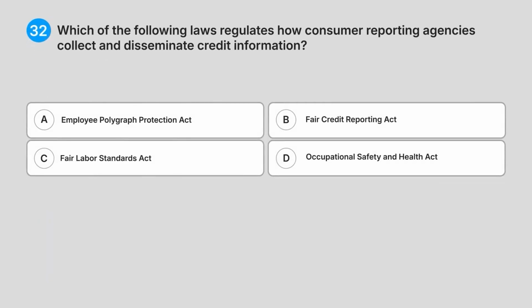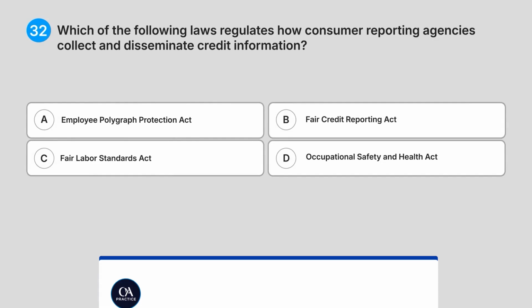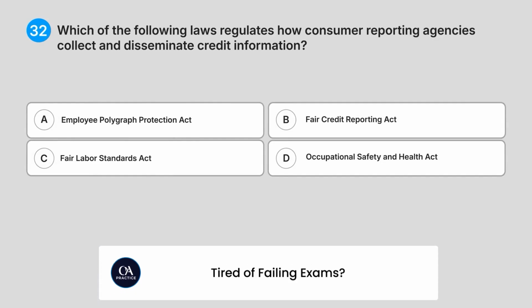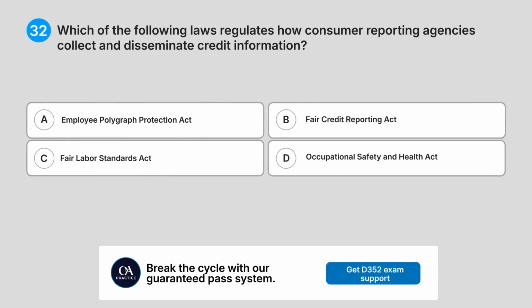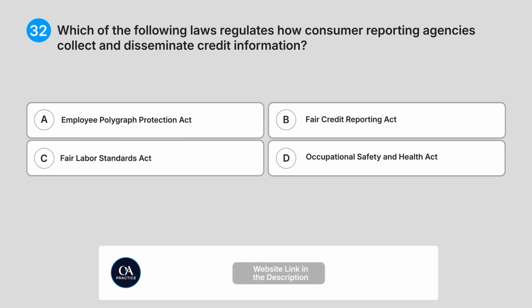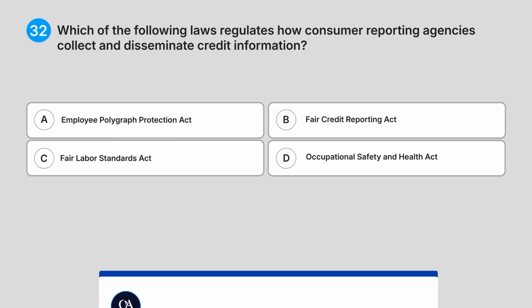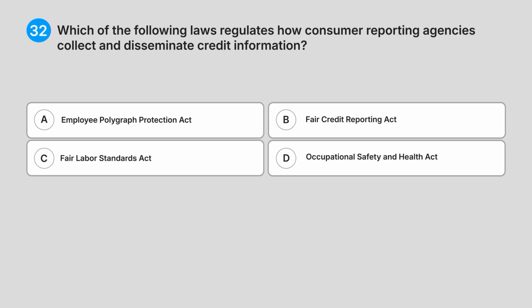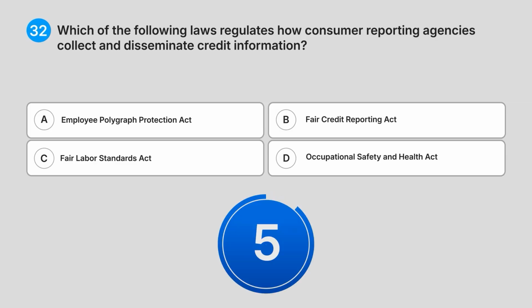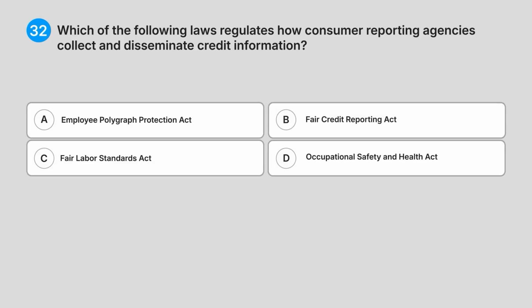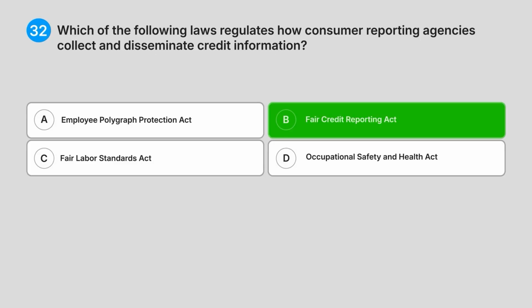32. Which of the following laws regulates how consumer reporting agencies collect and disseminate credit information? A. Employee Polygraph Protection Act. B. Fair Credit Reporting Act. C. Fair Labor Standards Act. D. Occupational Safety and Health Act. What do you think is the answer? Correct answer, B. Fair Credit Reporting Act.